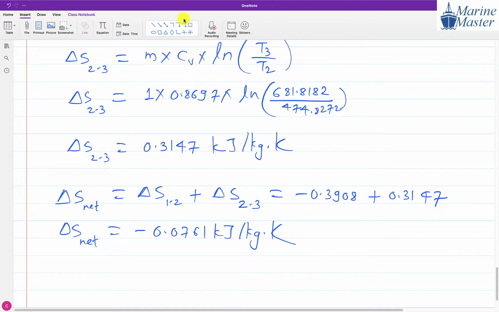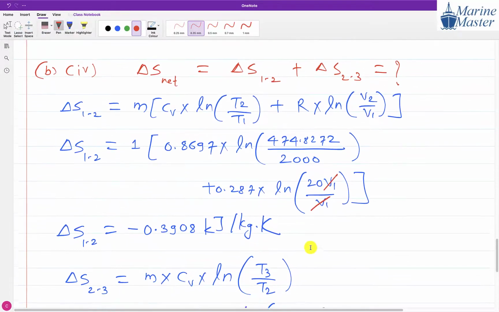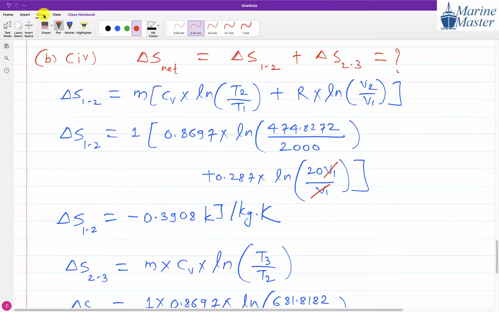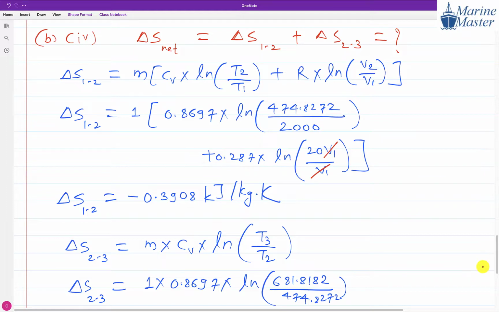Whenever we get a negative value of delta S, it means a decrease in entropy. So before going further, please write down this discussion.